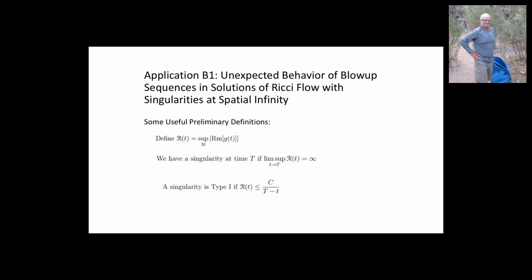We say that we have a singularity at some time T if we take the limit of the sup of script R of t as little t approaches capital T, and it goes to infinity. And then we say that a singularity is type 1 if script R is bounded above by some constant C divided by the time between the singularity time and the time we're looking at.